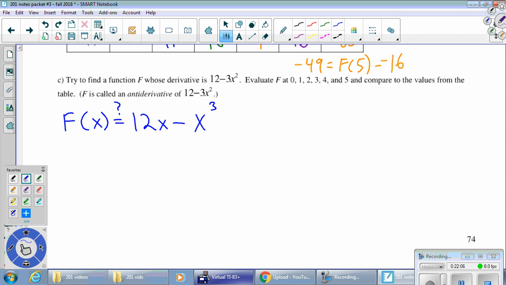Excellent. Some of you might say that there's another answer or infinitely many other answers, and you are right. This is the one we're going to use. We're not going to get into the details right now for why it's this one and not one of the infinitely many other answers, but we're moving on here. And then it says evaluate f, this particular function f, at 0, 1, 2, 3, 4, and 5. We'll do a couple of these by hand, and then we'll do the rest on the calculator.